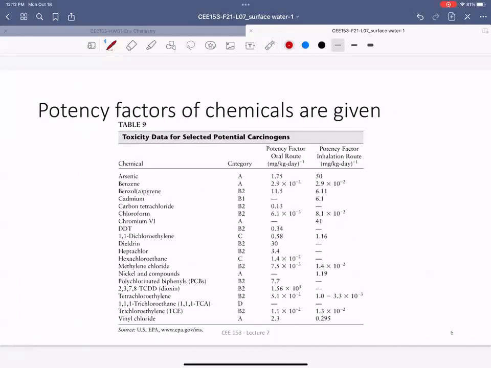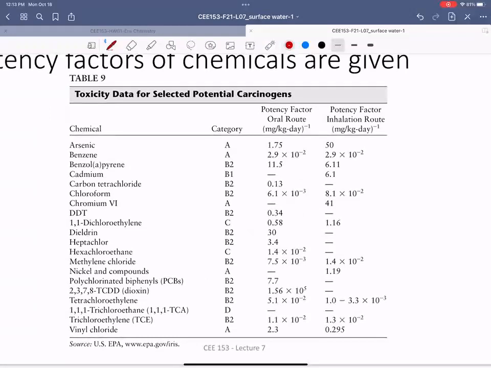So this potency factor, as you can see, is determined experimentally using a model. This is a number that's given to you. For many of the homework problems, you have to get the potency factor from the book, from Table 9. In Table 9, we list different chemicals: arsenic, benzene. Benzene is what you find in your gasoline.